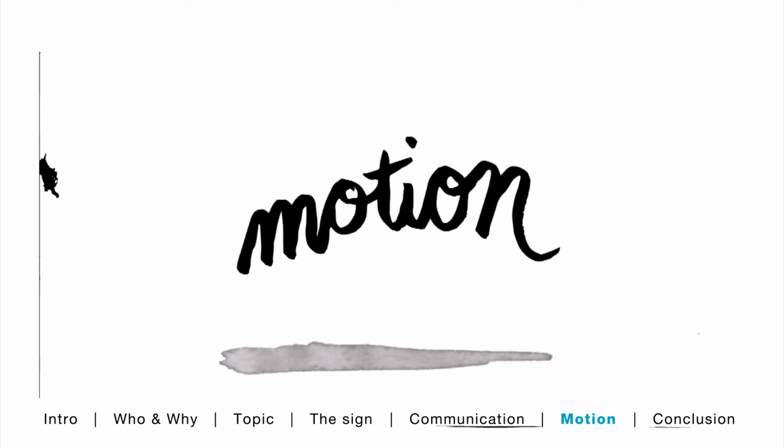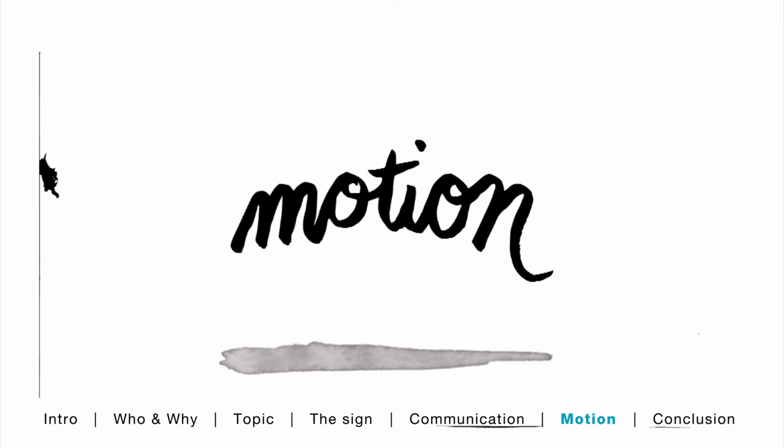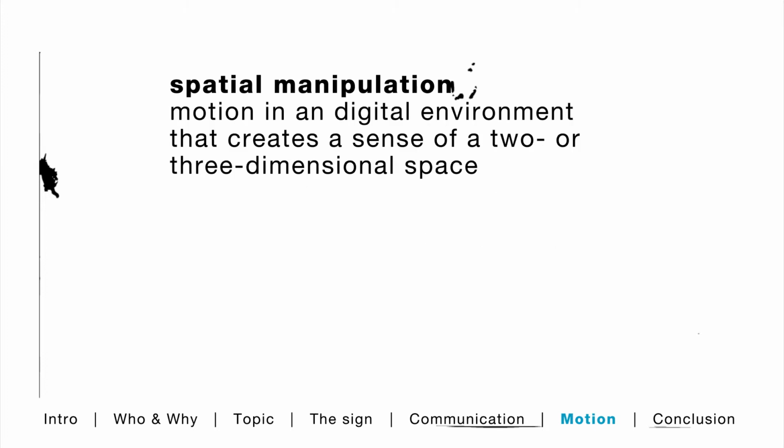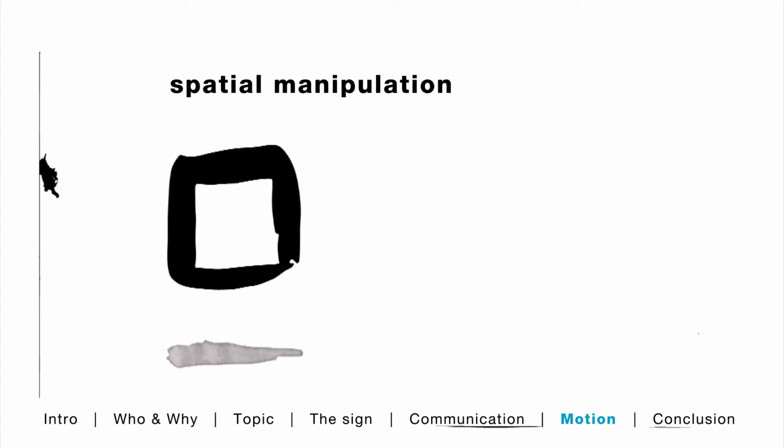Motion is situated in real life. It's a process of so many things that we do, feel, and see. It represents something inherent in humans and living and non-living things. In their essay, "Navigation: Exploring Time, Space, and Motion in the Design of Screen-Based Interfaces," John Aiken and Andrew Morrison define spatial manipulation as motion in a digital environment that creates a sense of two- or three-dimensional space.